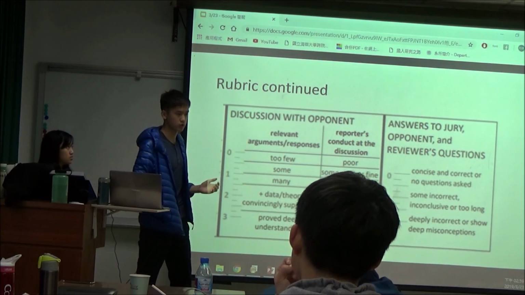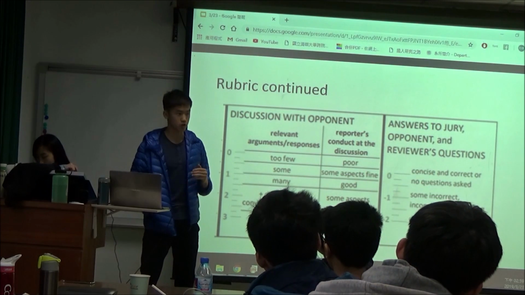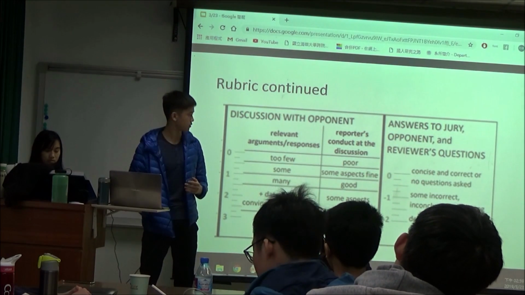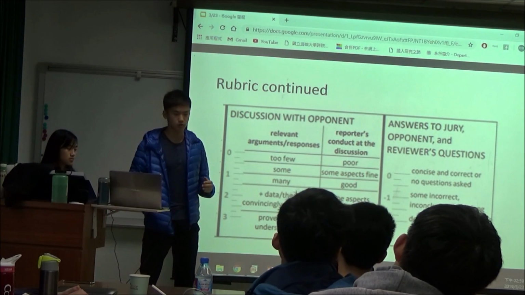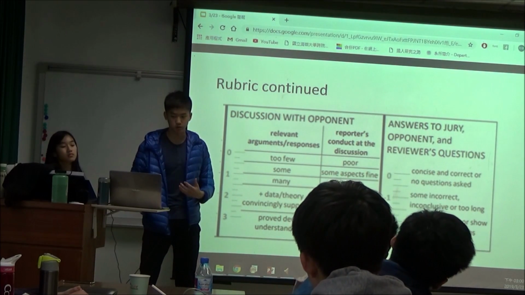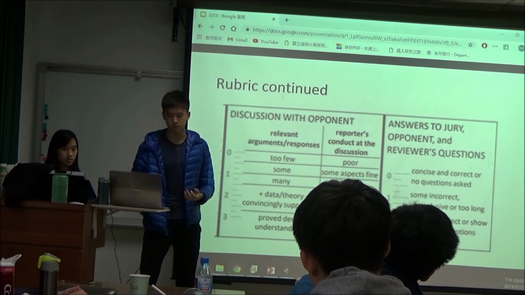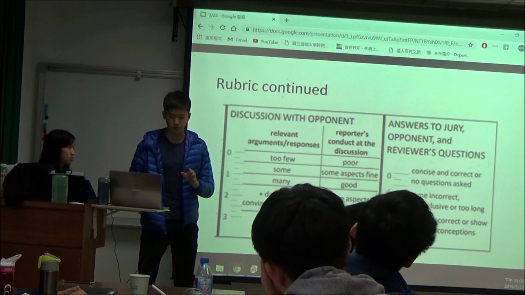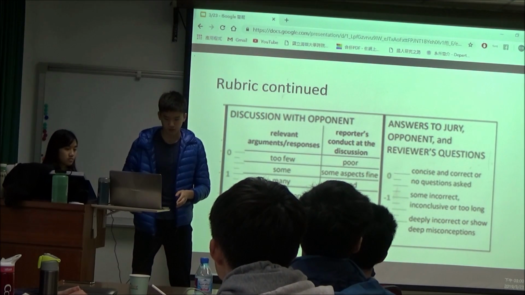So basically, you just need to demonstrate during the discussion that you can defend your theory and your experimental data, and show that you can also understand the topic. For reporter's conduct, this one is also fairly easy to do. Basically, don't waste the opponent's time by trying to evade questions. If you do try to avoid questions, it's usually very obvious. So whatever you do, don't try to waste the opponent's time if you can.